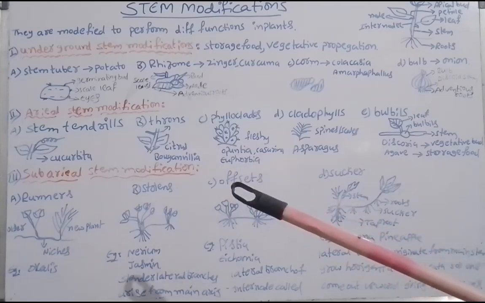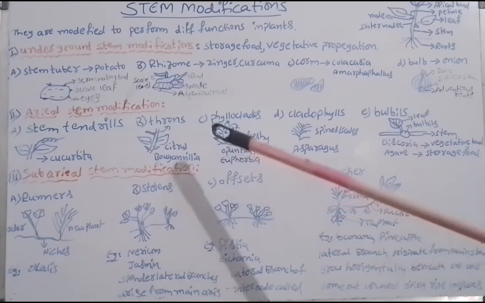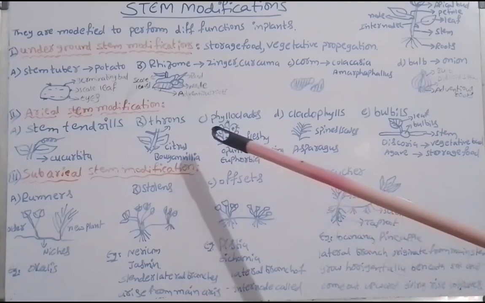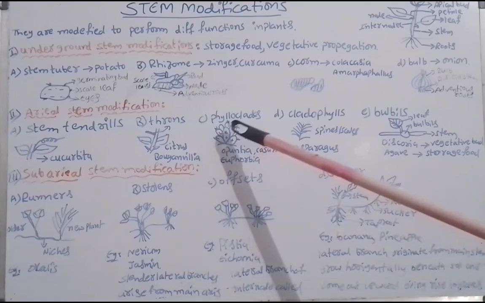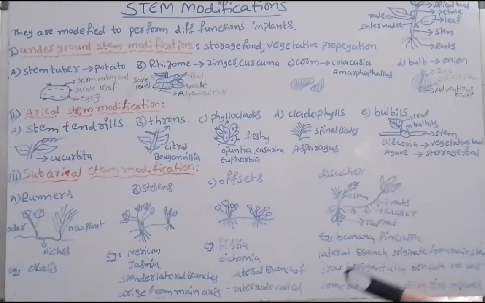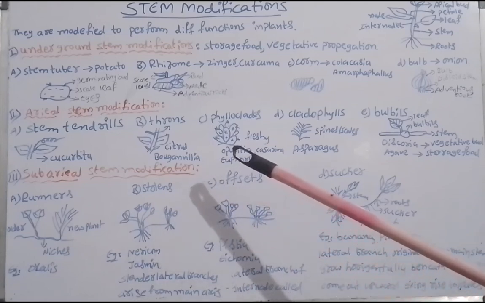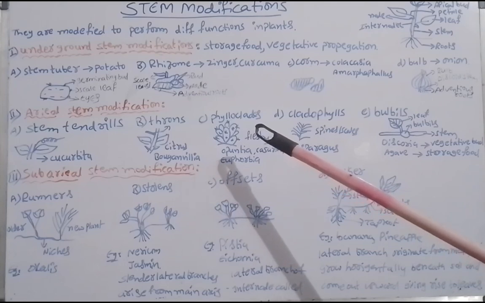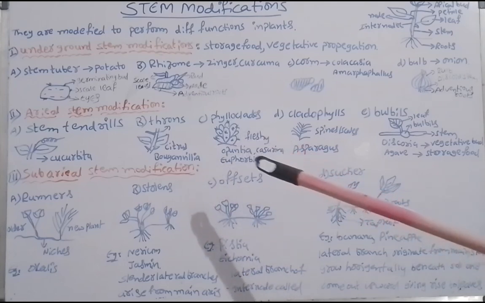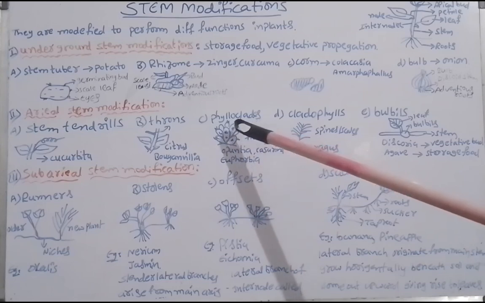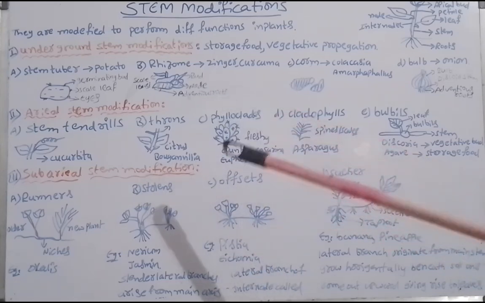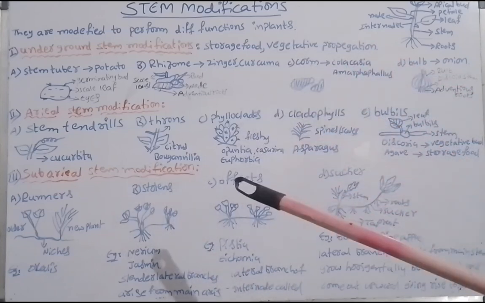Some plants in arid regions modify their stem into a fleshy part called phylloclades. See here, phylloclades, example, Opuntia, Casuarina, Euphorbia. In Opuntia, the stem is modified into a fleshy part. This fleshy part is cylindrical or flattened or needle-like, called phylloclades. They contain chlorophyll and carry out photosynthesis. Their leaves are modified into spines. So here see, this is the phylloclades. This phylloclades is stem modification. The fleshy part is formed here. This fleshy part is used in the photosynthesis process in xerophytes.